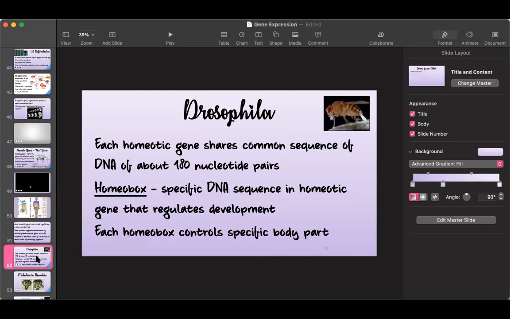Now, the fruit fly is a really good example of an animal that's used in a lab, especially when it comes to genetics and gene manipulation, because they're very easy to grow and study because they have very specific kinds of genes that you can look for.